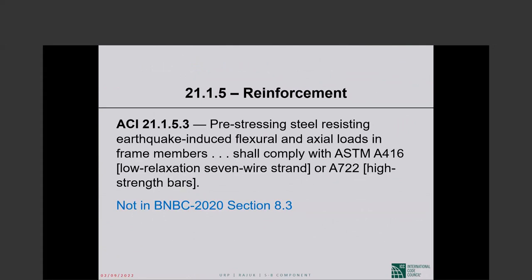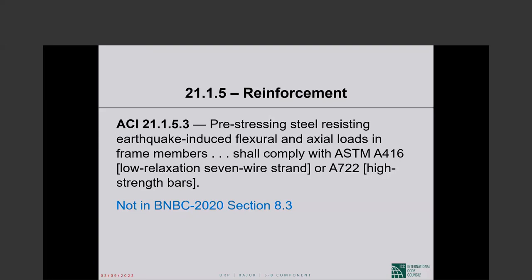ACI 318 says prestressing steel resisting earthquake-induced flexural and axial loads in frame members shall comply with 416 for strand and 722 for high-strength bars. This is not in BNBC 2020, as also came up in discussion earlier, or in the written reply to a question that we posted on the website. So BNBC does not officially recognize the use of prestressed members as part of the seismic force resisting system of a structure in a high seismic design category. It is as simple as that.